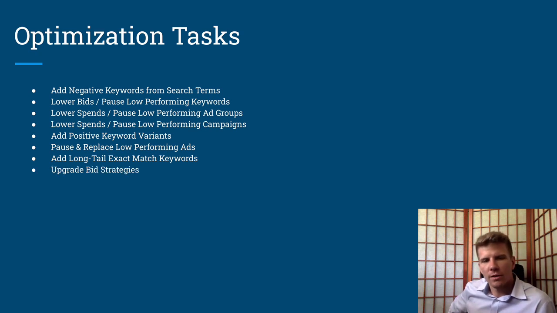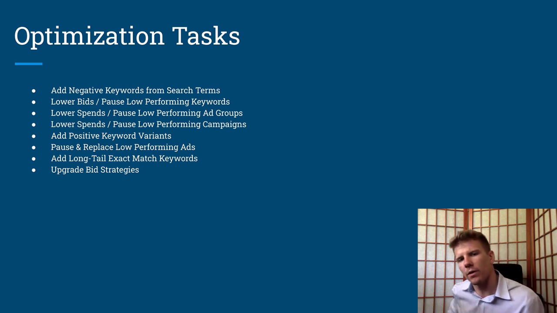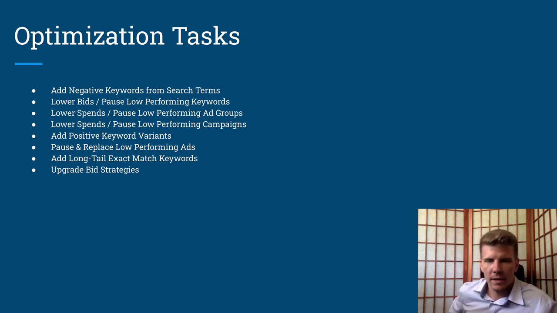Upgrade bid strategies, so you're changing from manual to automated, in which you're optimizing around variables that are further in your marketing. Like you go manual to automated clicks to automated leads to automated revenue. Hopefully that makes sense. If it doesn't, then go look at the structure video, the account build structure.